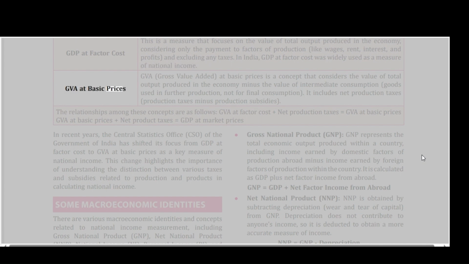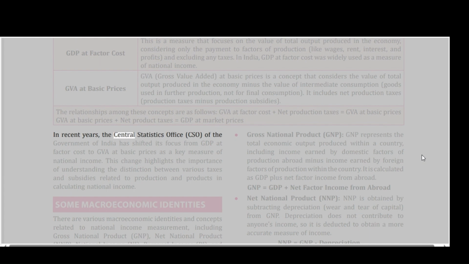GVA at basic prices. GVA, gross value added at basic prices, is a concept that considers the value of total output produced in the economy minus the value of intermediate consumption, goods used in further production, not for final consumption. It includes net production taxes minus production subsidies. The relationships among these concepts are as follows. GVA at factor cost plus net production taxes equals GVA at basic prices. GVA at basic prices plus net product taxes equals GDP at market prices.